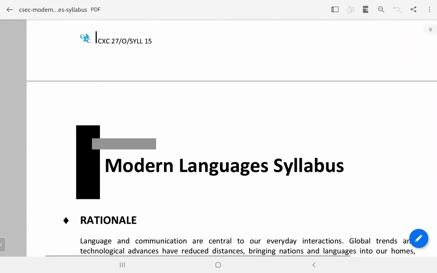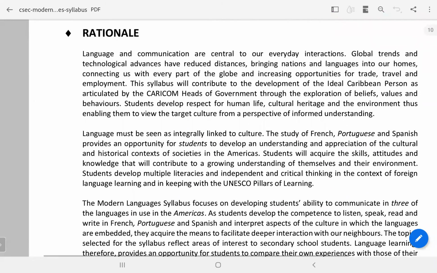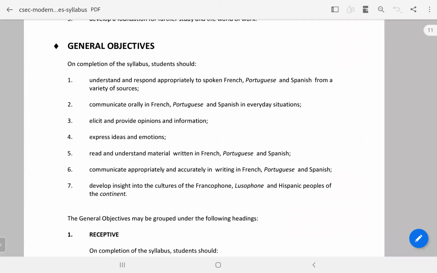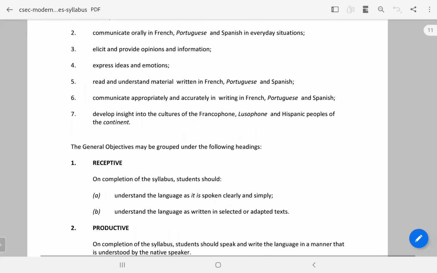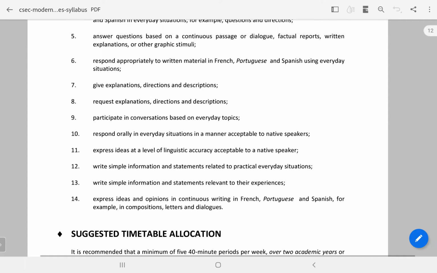Okay, so the modern studies syllabus, the general objectives for all languages would be to understand and respond appropriately to spoken French, Portuguese, and Spanish, of course, from a variety of sources, communicate orally in the language, elicit and provide opinions and information, express ideas and emotions, read and understand material written in the languages, communicate appropriately, and of course in writing as well, develop insight into the culture of the language, the different communities. So let's go on. These are the specific, but it's really more than that.